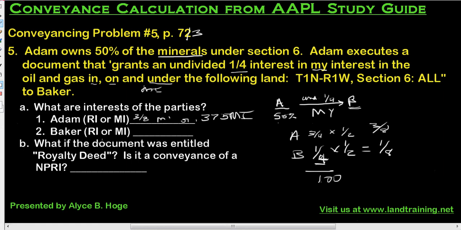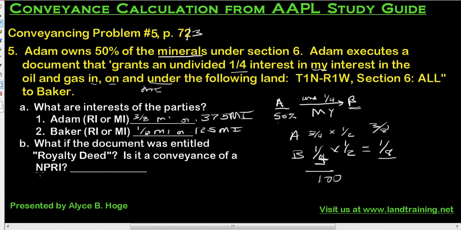Okay. What about Baker? Is Baker getting a royalty interest or a mineral interest? Well, he was clearly conveyed a 1/4 interest in, on, and under. That tells us it is a mineral interest. So what does Baker end up with? Baker ends up with 1/4 of A's 1/2, or a 1/8 mineral interest. Or we know 1/8 calculates to a 0.125 mineral interest.